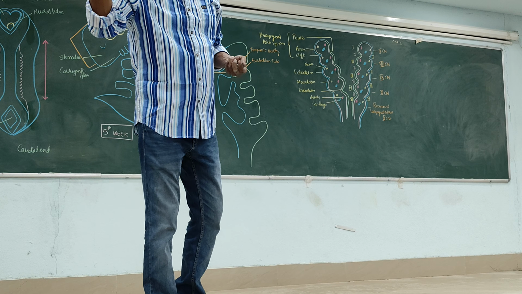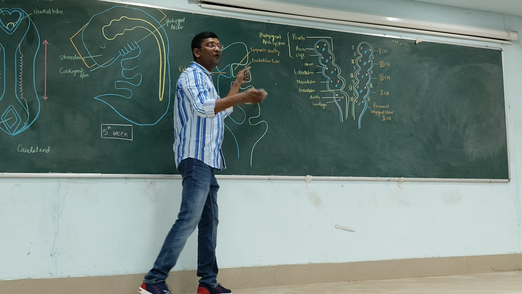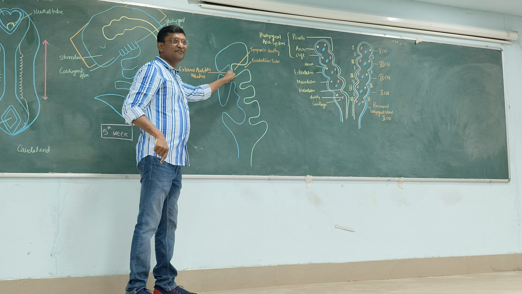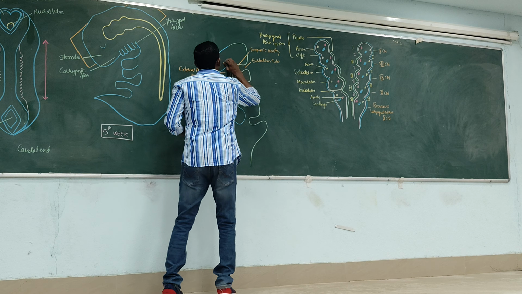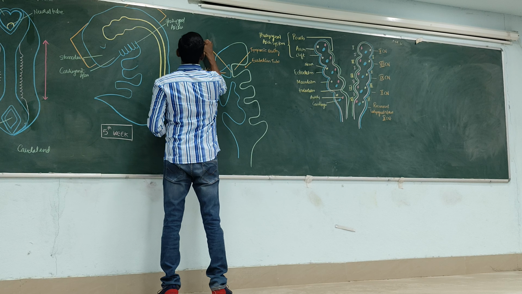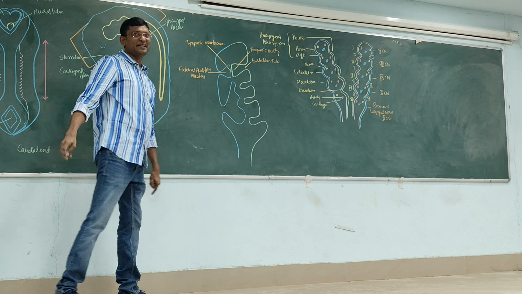Eardrum. Inner ear. Eardrum. That is called as what? The tympanic membrane. So, whatever arch is left in between this thin layer of the arch will develop into the tympanic membrane. Okay? This will develop into the tympanic membrane.